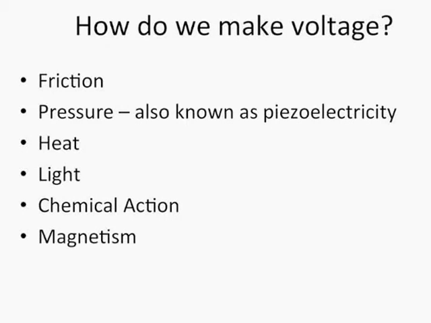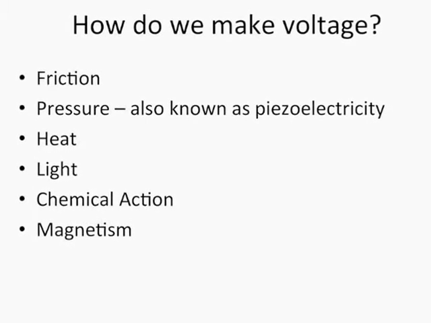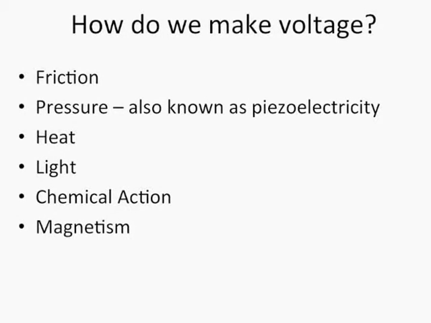So how do we make voltage? There are 6 different ways that you can make voltage, and the first one you're probably familiar with when shocking your friends. You rub your feet against the rug while you're wearing socks, and you touch your friend and make a little zap there. That's friction creating that voltage.